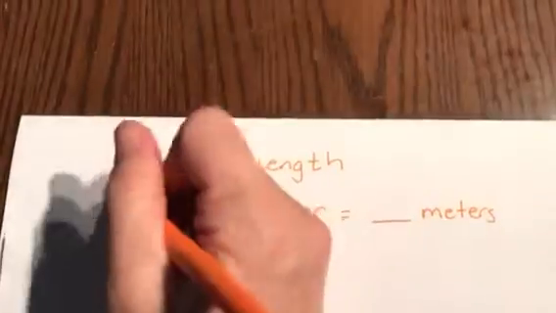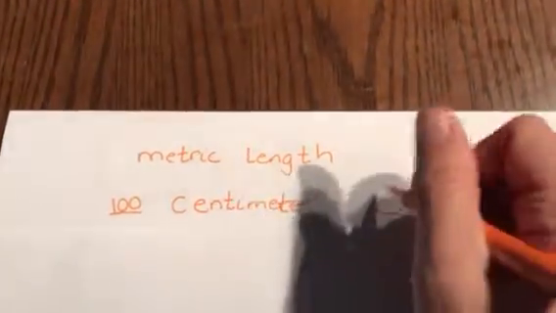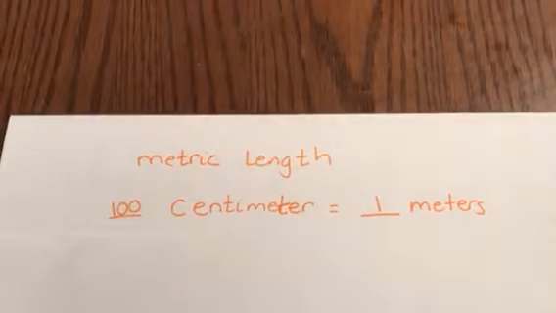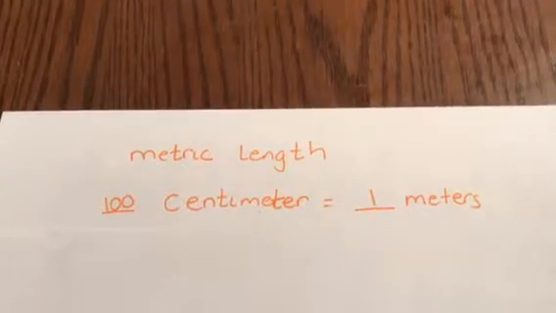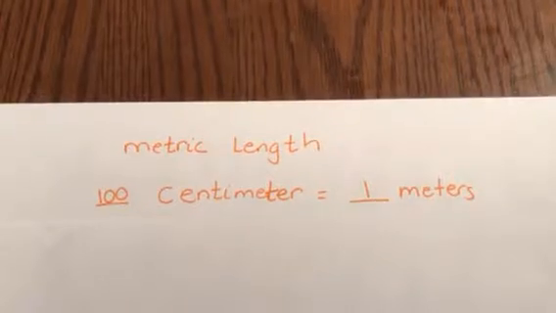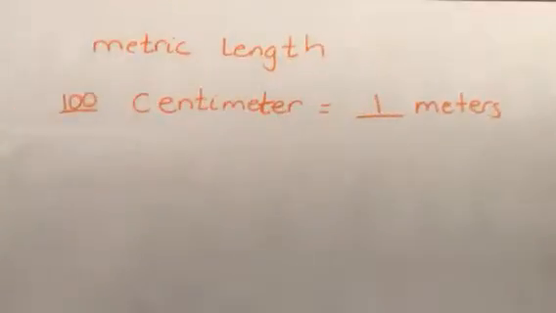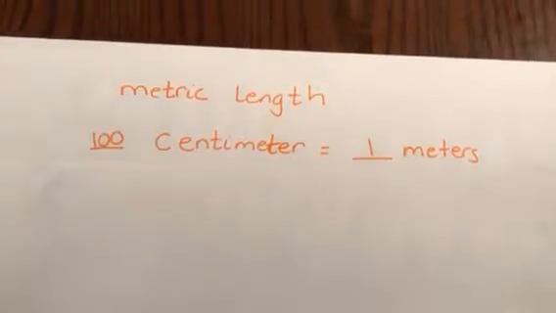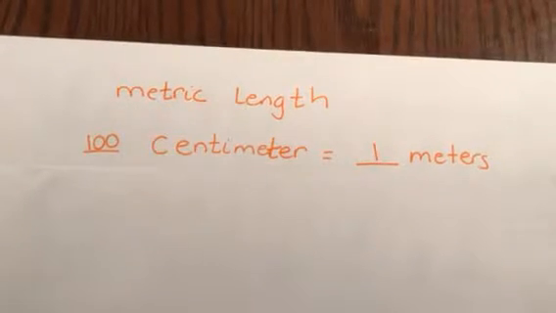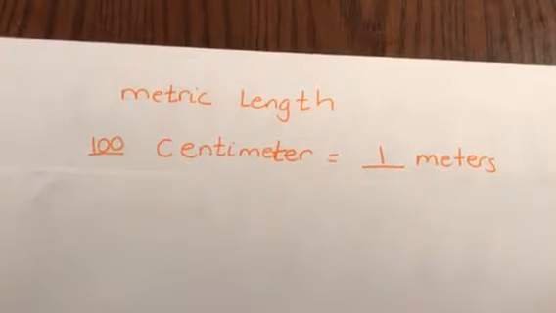If we have 100 centimeters, we will have 1 meter. 100 centimeters equals 1 meter. 1 meter equals 100 centimeters. This is really good information just to get into your head and just to have memorized, because we're going to be using it to support our math.